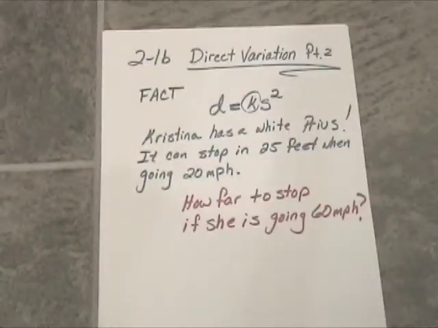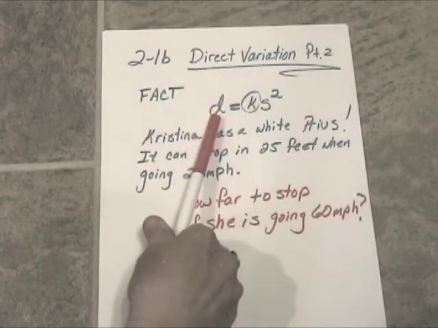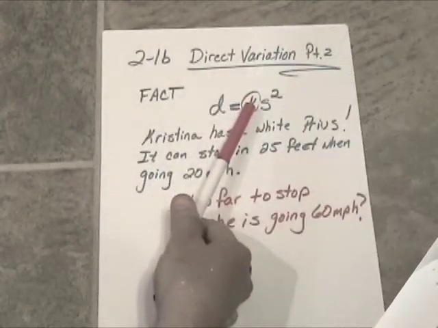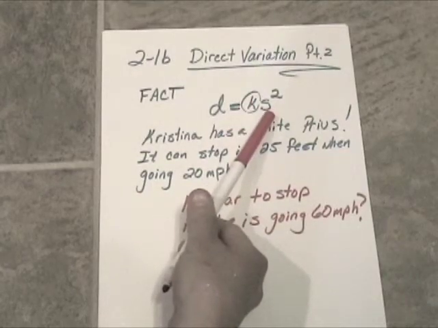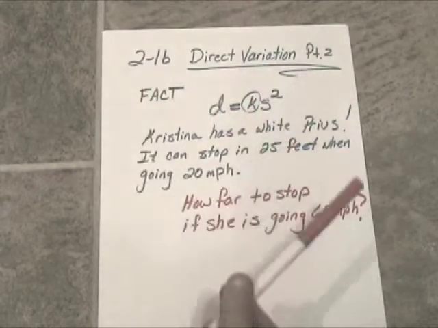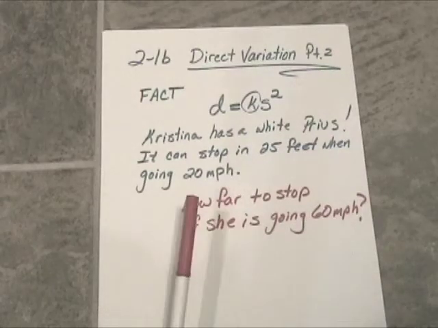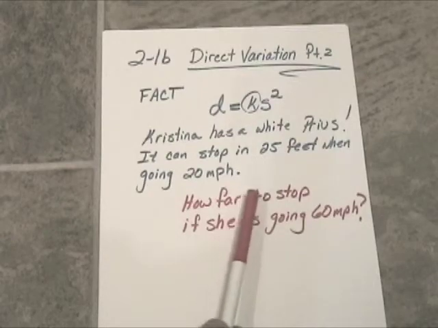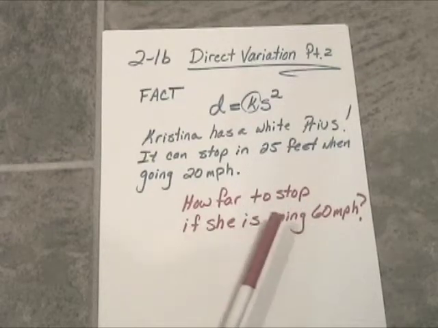Christina has a white Prius, the fuel-efficient little girl that she is. It can stop in 25 feet when it is going 20 miles per hour. If we know the D and we know the S, we can solve for the K. Once we know what K is, then we can plug different speeds into the equation and determine stopping distances. So, we want to figure out what the K is and then answer this question. How far will it take to stop if she's going 60 miles per hour?